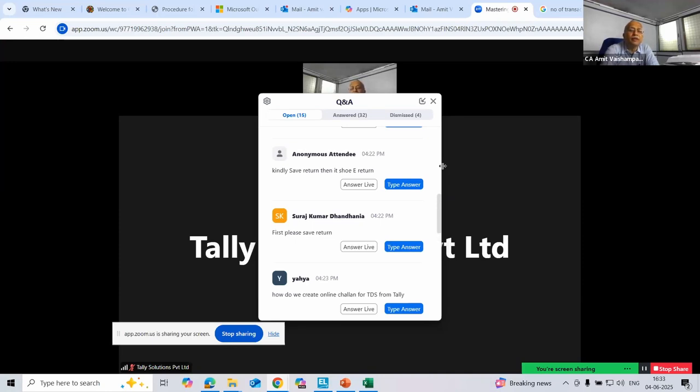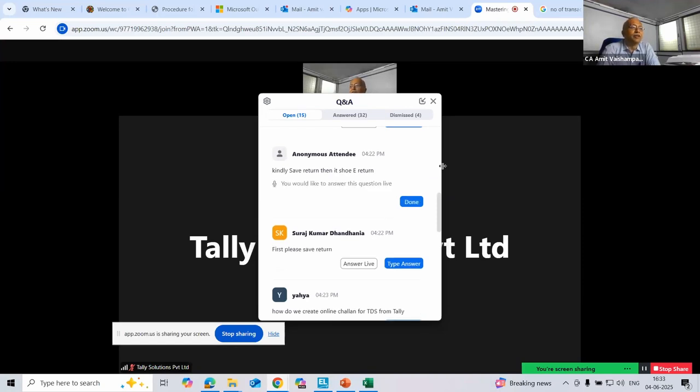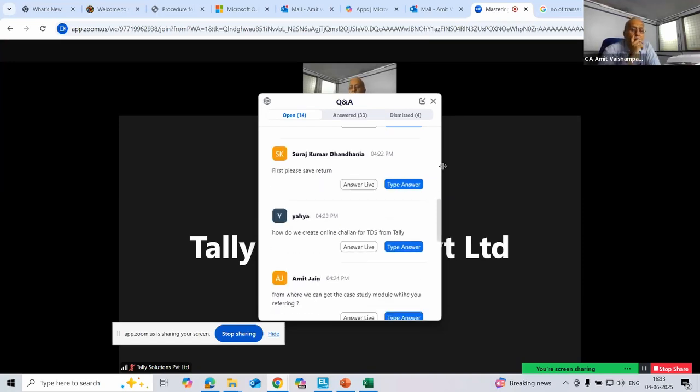Kindly save return, then it will show. Okay, e-return. Okay, that's my mistake. Thank you, anonymous attendee. I think I have to save the return, and only then would the e-return be generated. That's what the mistake was. I'll have to save the return and then the e-return is generated.